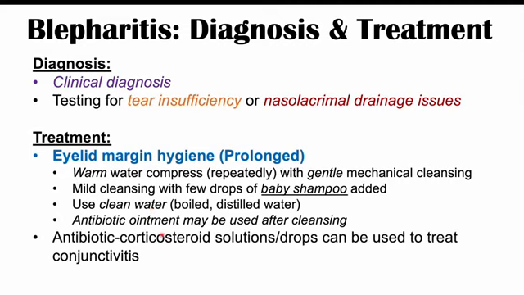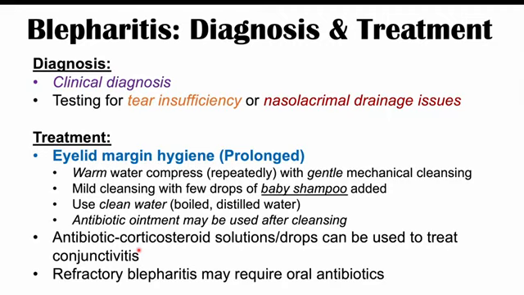In some cases, antibiotic corticosteroid solutions and drops may be used to treat conjunctivitis if conjunctivitis is occurring as well. And if eyelid margin hygiene isn't working, you've tried it for long periods of time, and there are still issues with significant blepharitis, this is refractory blepharitis. Refractory blepharitis may require oral antibiotics to help with treatment as well.